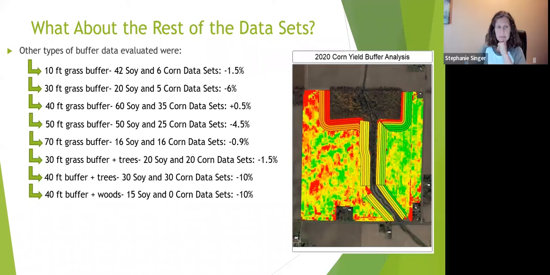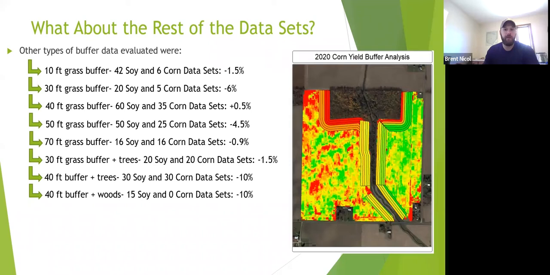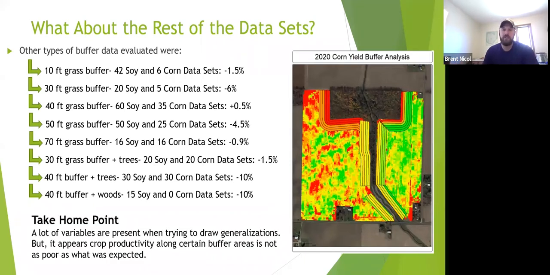Okay, so thinking back to what we originally had learned from the woodlots in the previous slide and its corresponding yield drag, we're actually seeing marginal to no yield drag from these different types of buffers when we take into consideration averages. As you all know, every field and every acre is different, but looking at multiple years of data and its trends, there appears to be inconsistent findings. So the take-home point here is there are a lot of variables present when trying to draw generalizations and productivity trends, but it appears crop productivity along certain buffer areas is not as poor as what may be expected, or what I expected.